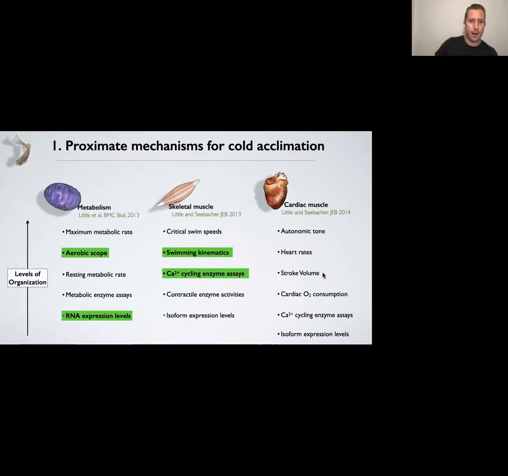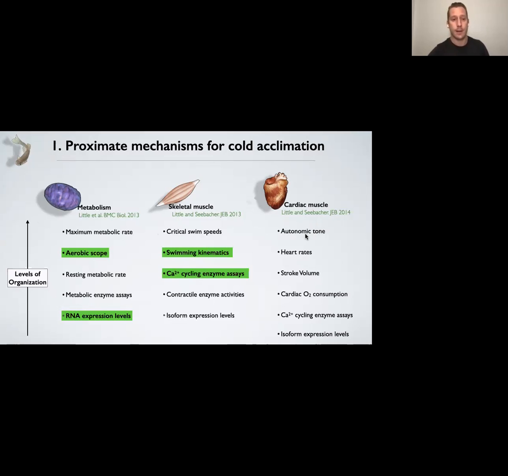So I've put up all the different measures I took across these levels of physiology, spanning upwards in terms of levels of biological organization, where I looked at things all the way from isoform expression levels, so transcriptional rates of different enzyme isoforms, all the way up to things like whole animal metabolic rate, critical swim speeds, which I just showed you, and regulation through the central nervous system.